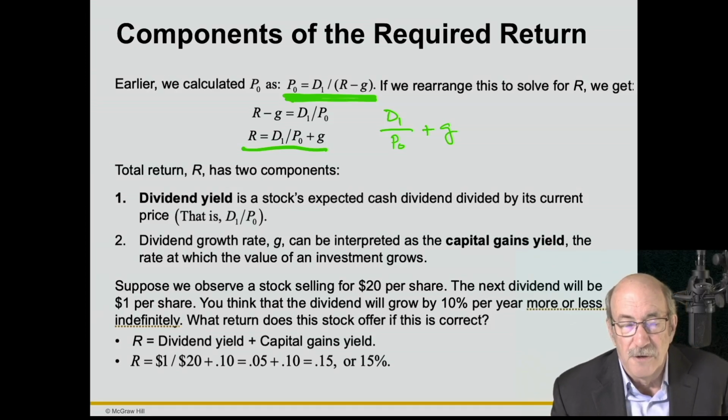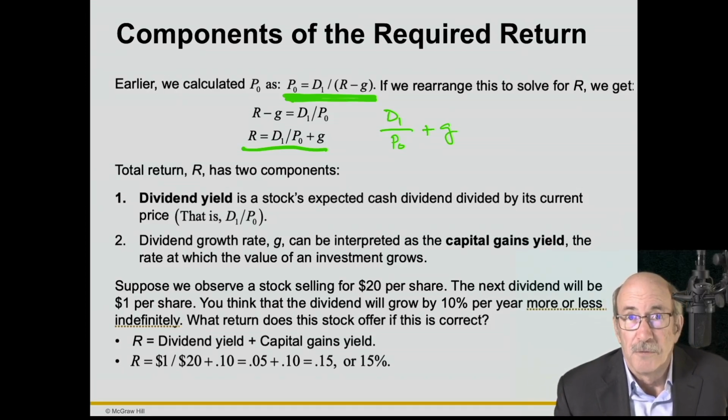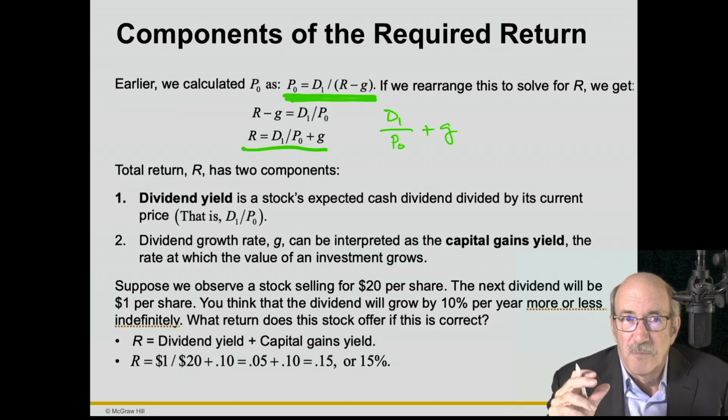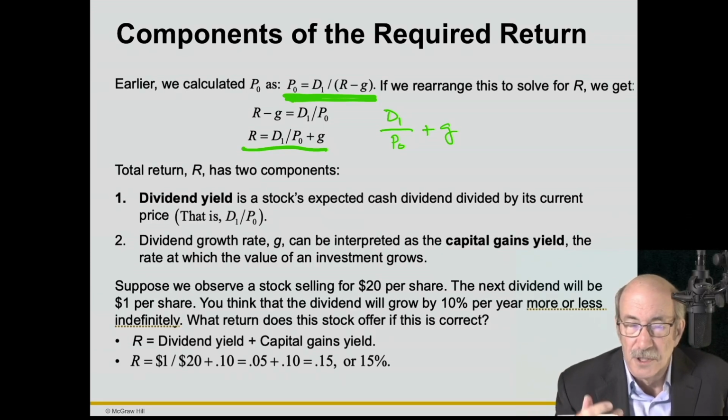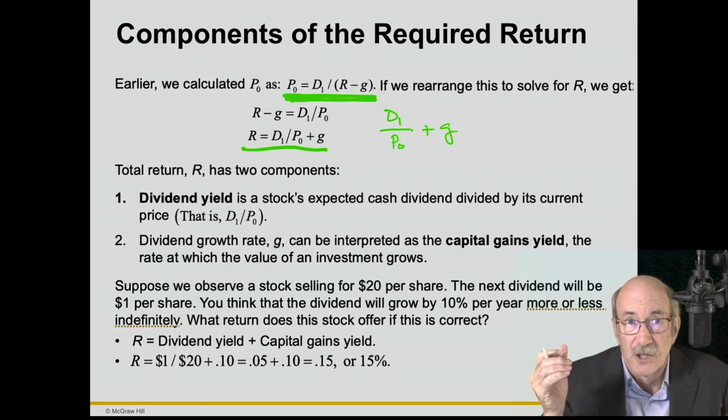Now, D1 over P0 is a very well-known ratio metric, and that's the dividend yield. That is, what percent of price do we get back in the next year's dividend? And then G, of course, is just our expected dividend growth rate.